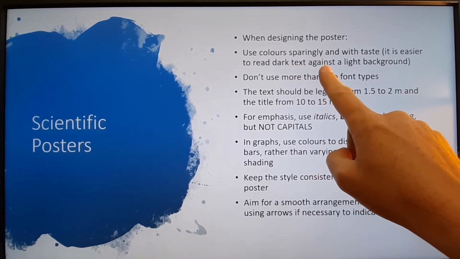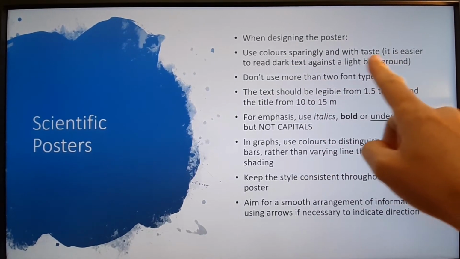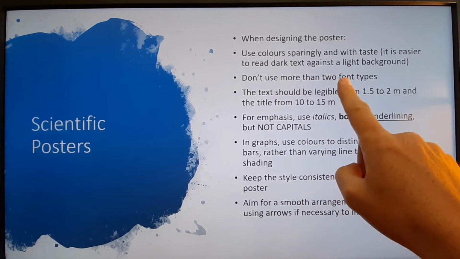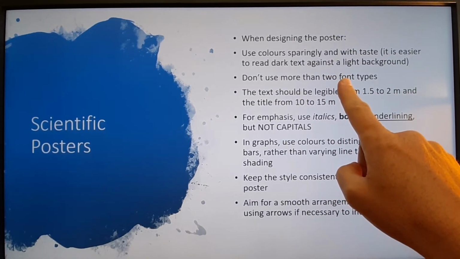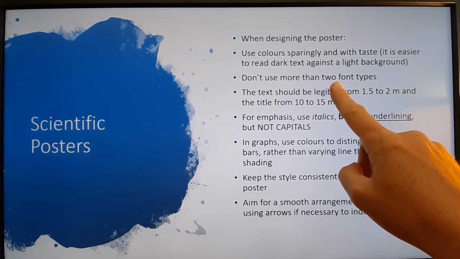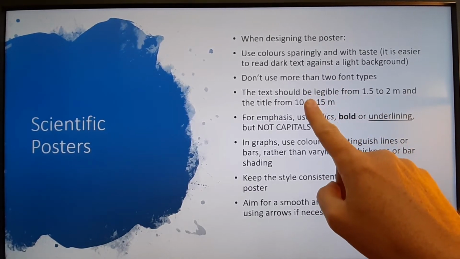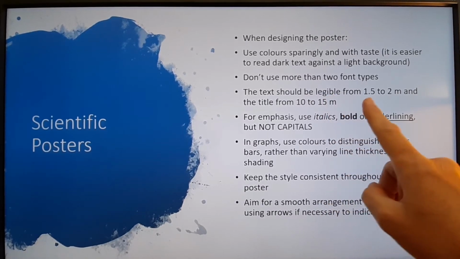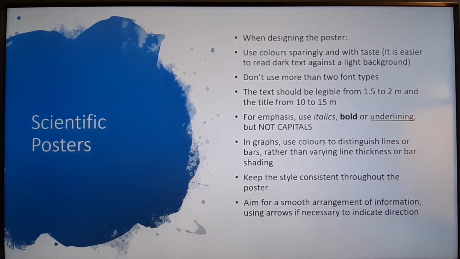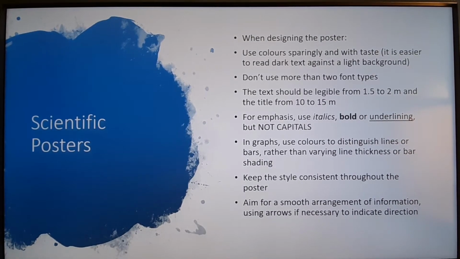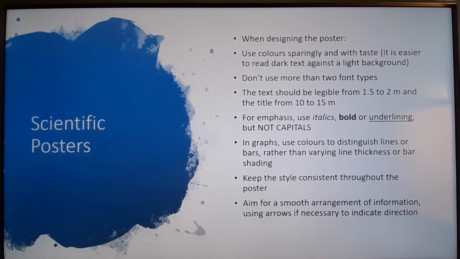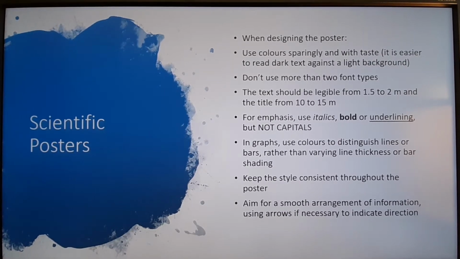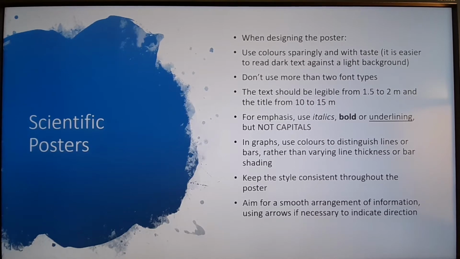Dark text against a light background. That's pozadie. So you have svetle pozadie, okay, and tmavy text. The font types, you should only use one or two, no more than two, okay? Also, it's important to keep in mind that the text should be legible, chitatelny, from 1.5 to 2 meters away. So if I'm standing 2 meters away from the poster, I can still read the text. I don't need a microscope to read it.